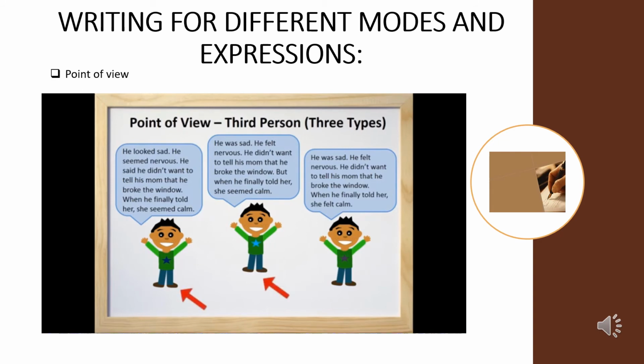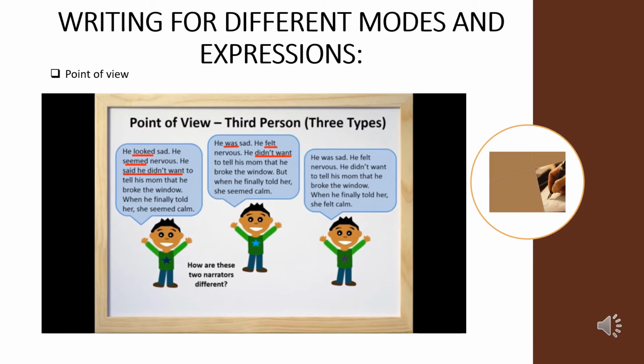Let's compare the first two narrators. How are these two narrators different? The first narrator says about the boy that he looked sad. He seemed nervous. He said he didn't want to tell his mom that he broke the window. But the second narrator says he was sad. He felt nervous. He didn't want to tell his mom that he broke the window.